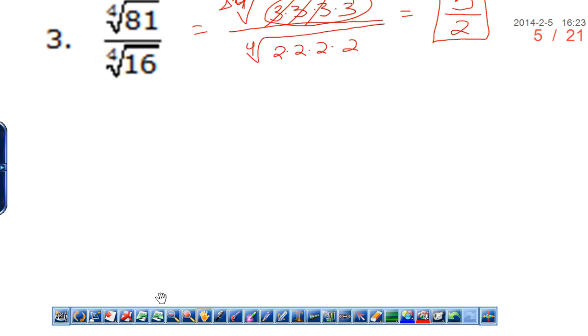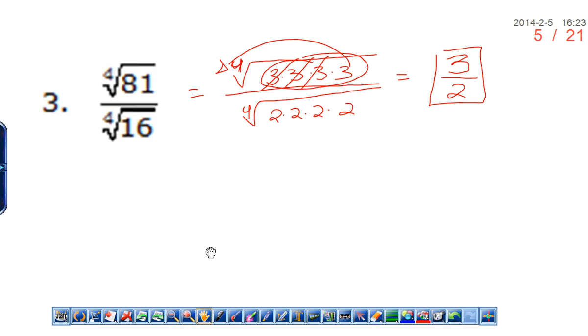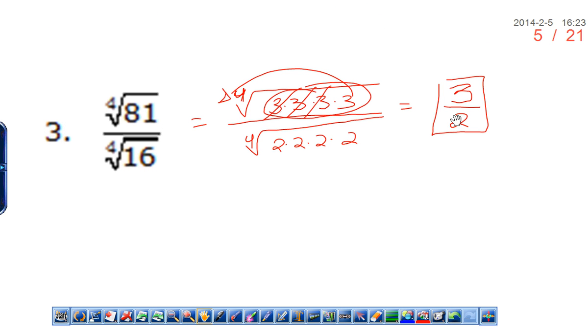Oh, I stink. All right, there you go. There's number 3. And we're back. Number 3 is 3 halves. So we have 4 3s, 4 2s. You need 4 to be able to take one out, so it's 3 halves.